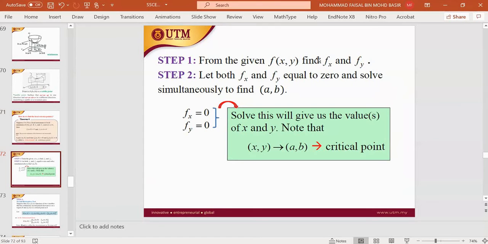Step 1. As I told before, you have to find fx and fy. Let both fx and fy equal 0. Okay, just equate to 0. Solve this first, and then you will find the x, y. The x, y will be the point. So you might get more than one point. Okay.